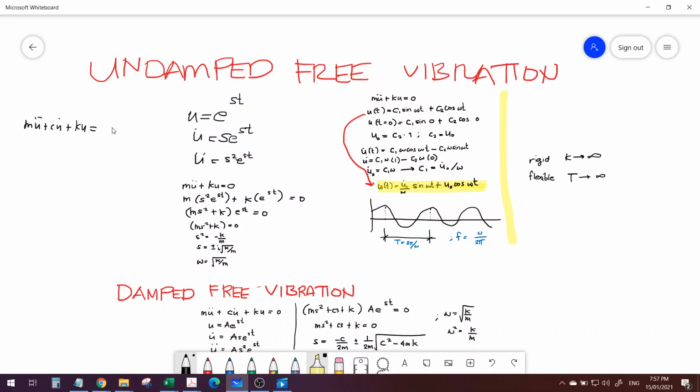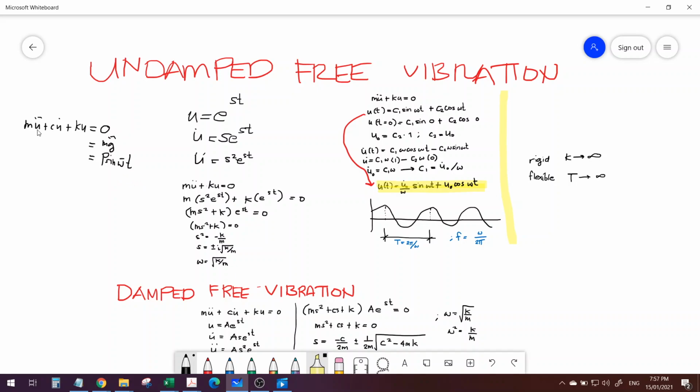equals, this could be zero for free vibration. This could be equated to m u_g double dot if you have an earthquake ground motion. Or this could be equated to P sine omega t, if harmonic motion.